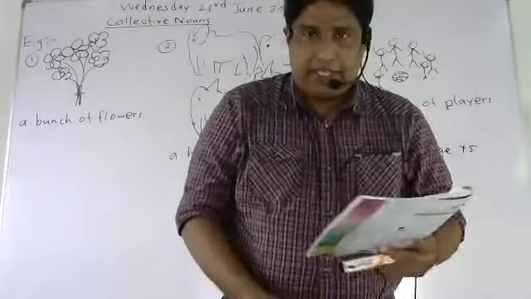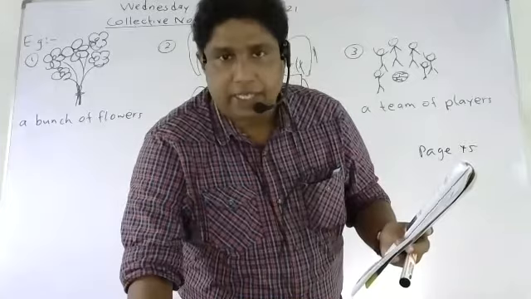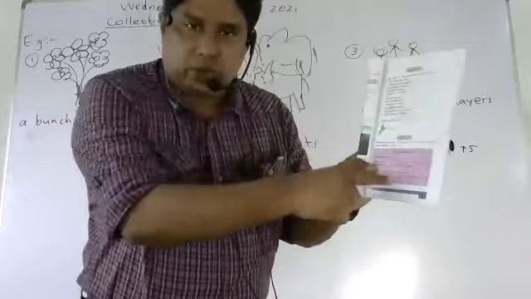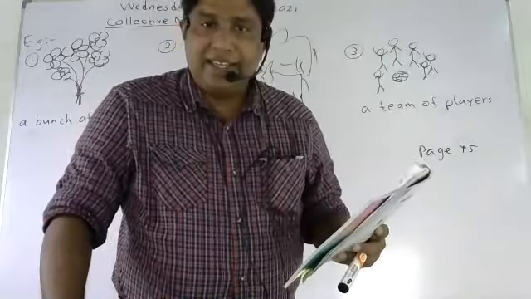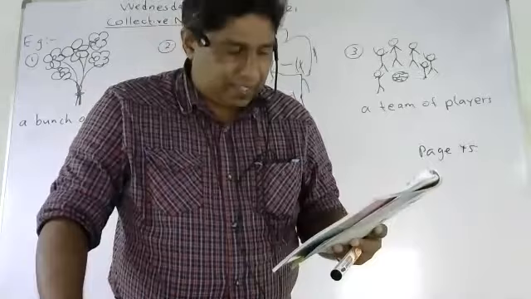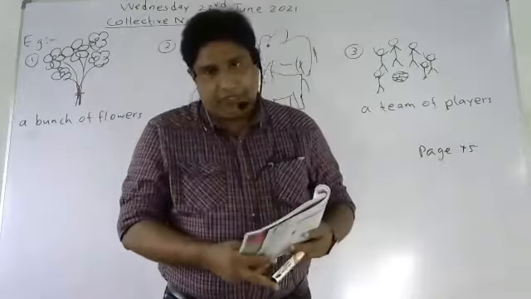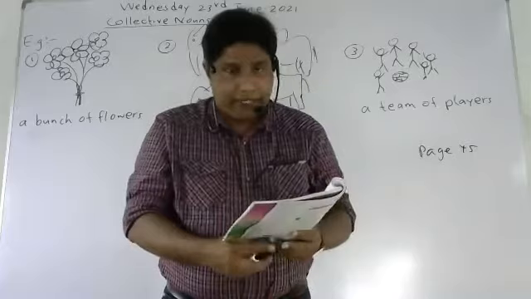I'm going to unmute your microphones. Please give me the collective nouns that you find in this page. What are the collective nouns here? In page number 45. A litter of puppies. A litter of puppies. And the other one?